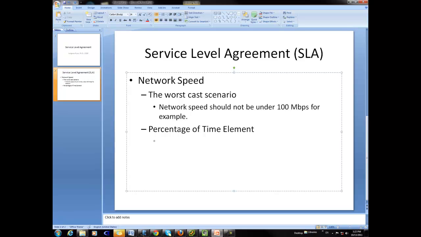So you have to say something like 99% of the time the network speed will be above 100 megabit per second. So for example, you will say something like, for 99.9% of the time the network speed will be above 100 megabit per second.